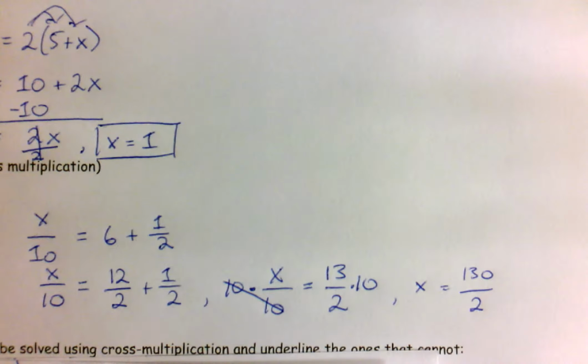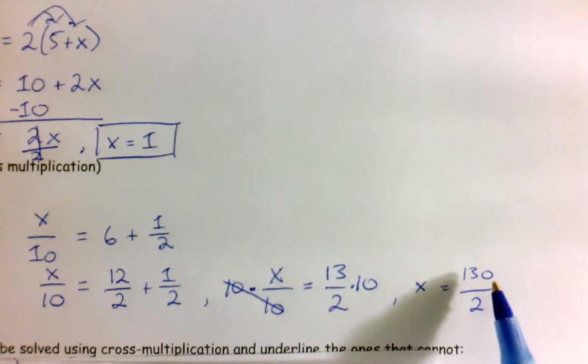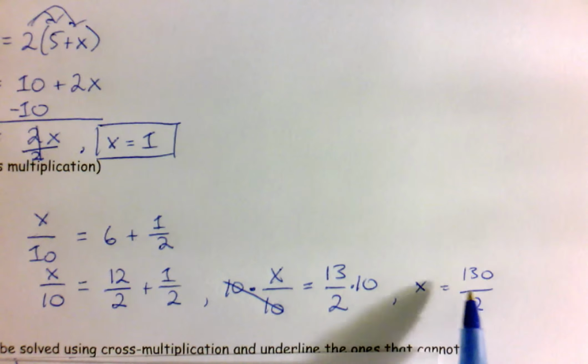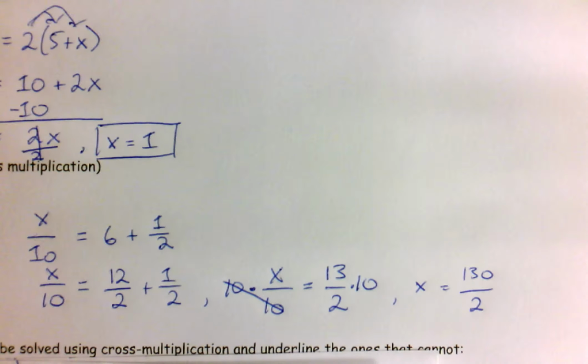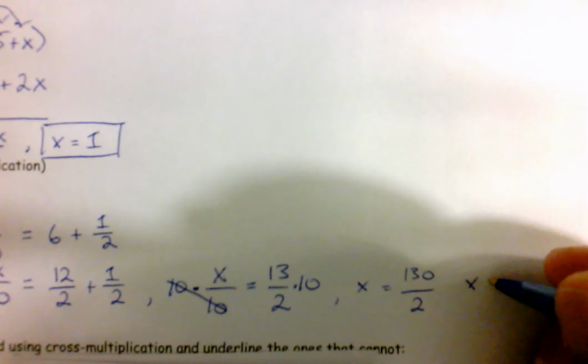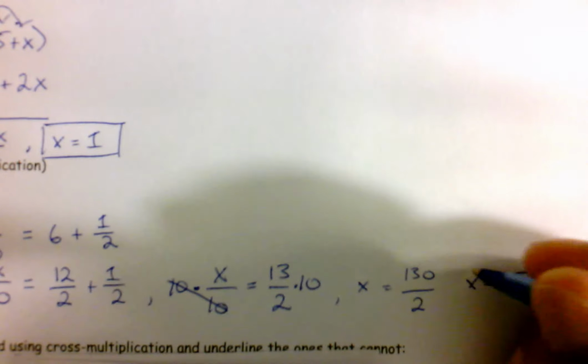Now I can simplify this because 130 is an even number, so that's divisible by 2. Half of 13 is going to be 6.5, so I know half of 130 will be 65. So my solution is x equals 65.